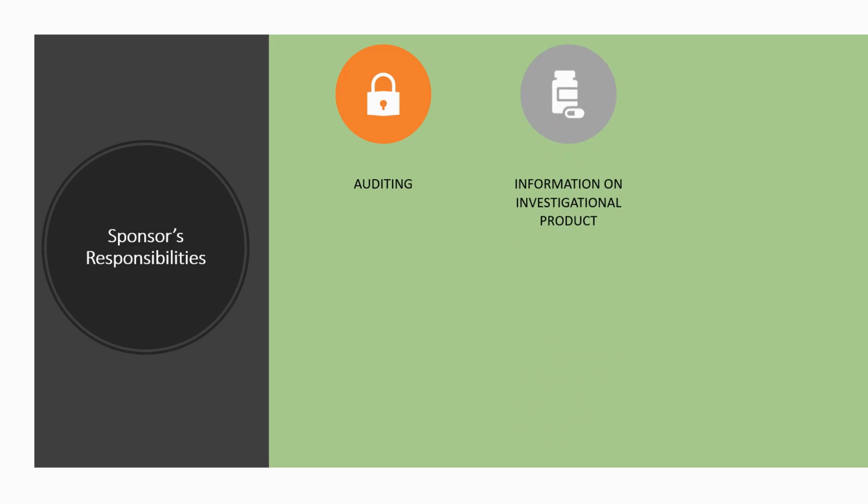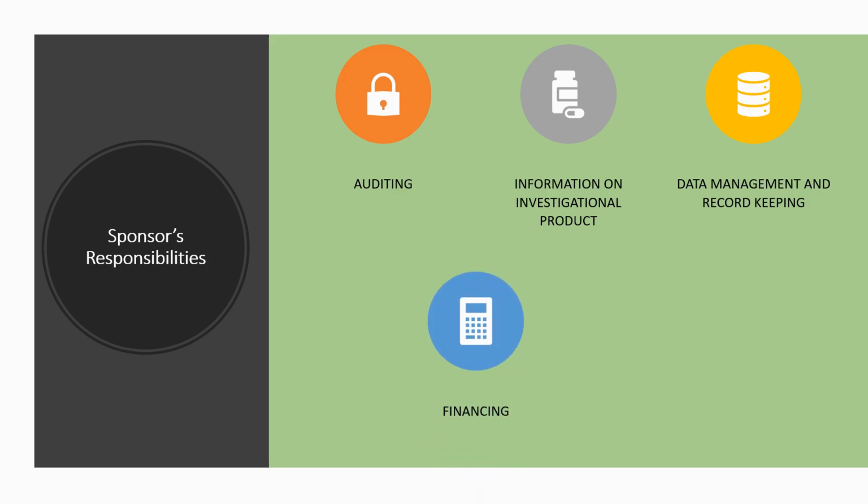Information on investigational product. The sponsor should provide enough safety and efficacy data from preclinical studies and clinical trials data available till date. Data management and record keeping. This is to handle the data, to verify the data, to conduct the statistical analysis, to prepare the trial reports, and maintaining accurate records for all aspects of the trial. Financing. The financial aspect of the trial should be documented in an agreement between the sponsor and the investigator or institution.